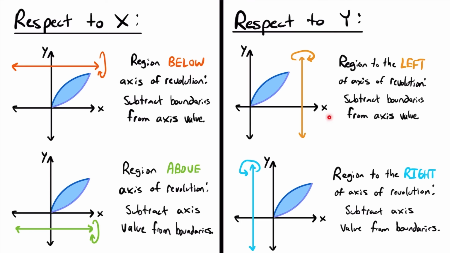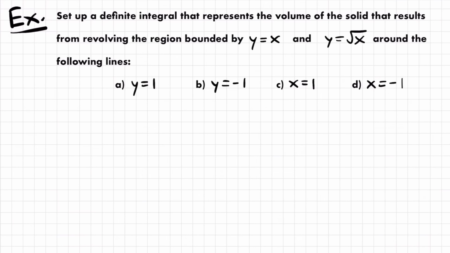All right, so those are all the tricks you need to know to easily adjust your inner and outer radius when using the washer method and you're revolving around a line other than the x or y axis. All right, so let's go back to our example now. Let's see those rules in action. So let's read our problem and then we will get started.